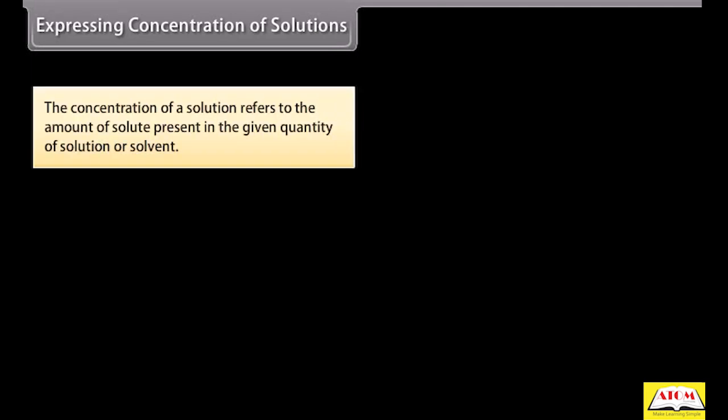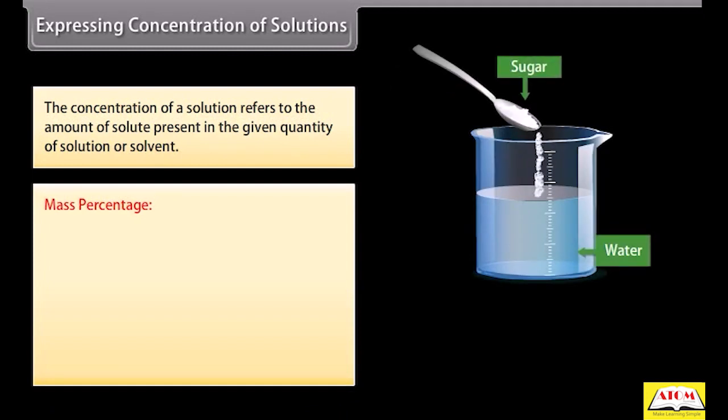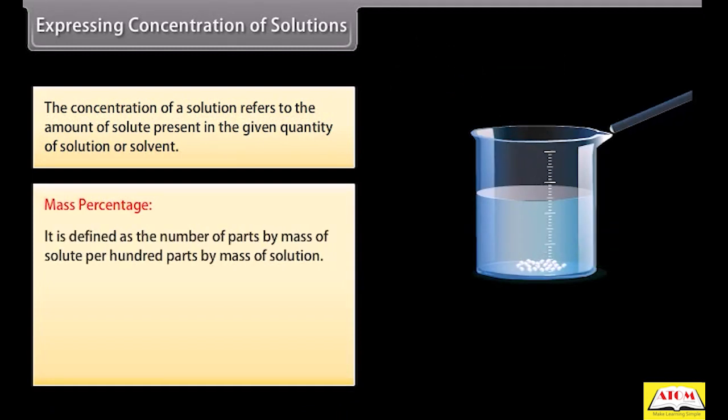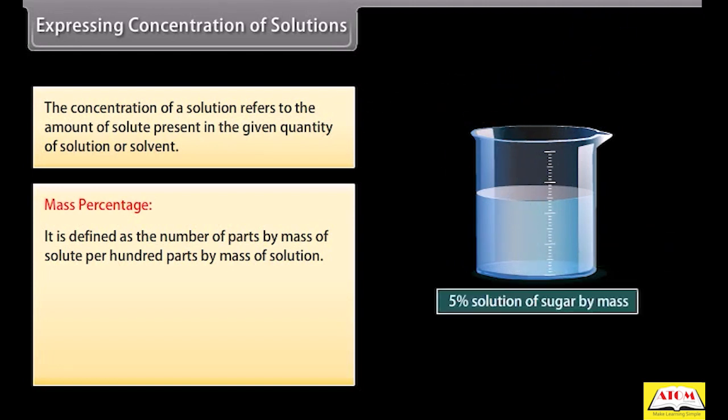Expressing concentration of solutions. The concentration of a solution refers to the amount of solute present in the given quantity of solution or solvent. Mass percentage. It is defined as the number of parts by mass of solute per 100 parts by mass of solution.